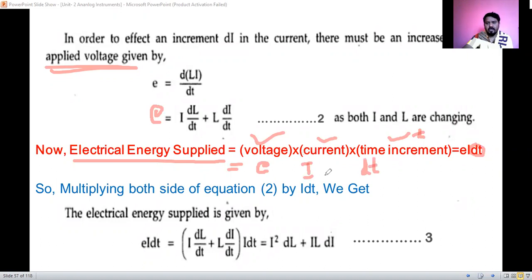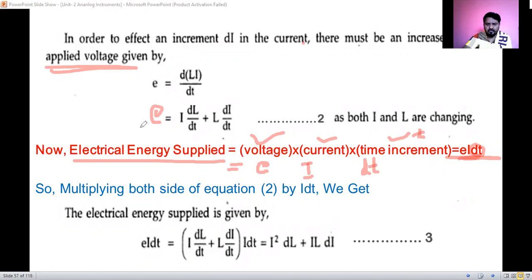So E into I into dt, we have written here. EI dt. Just a minute, equation number 2. So EI dt we have to consider. What is the equation here? Only E is there. So to derive the electric energy supplied, here only E is there, and here we need E into I dt. So by multiplying I dt into this equation, we will get the energy supplied equation.